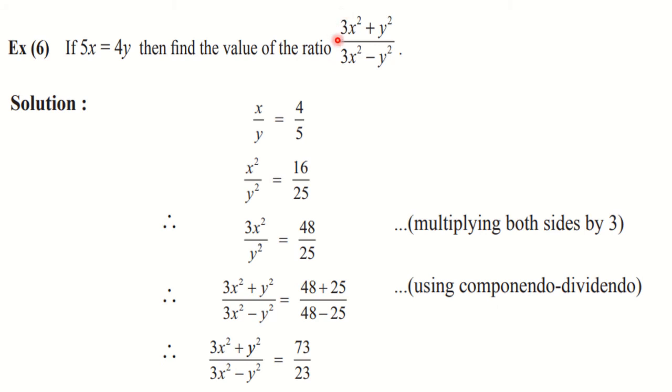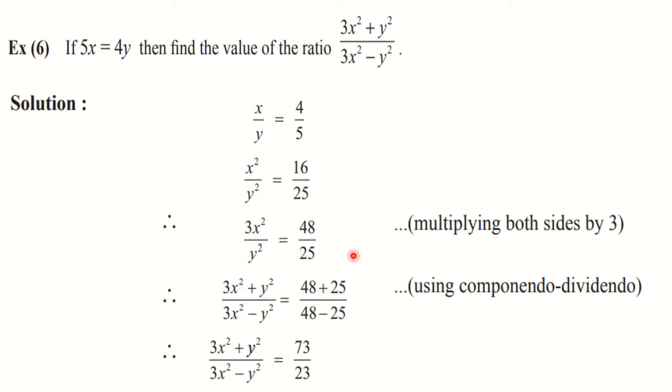Further, when you observe that numerator is 3x square and denominator is y square, but here 3 is not present. So we have to multiply by 3 on both the sides. So multiply by 3 on both the sides. So what we are going to get? 3x square upon y square is equal to 16 into 3, 48 upon 25. Now see, we have the required numerator and denominator. Can you see? This is numerator and this is denominator, which we have found out.